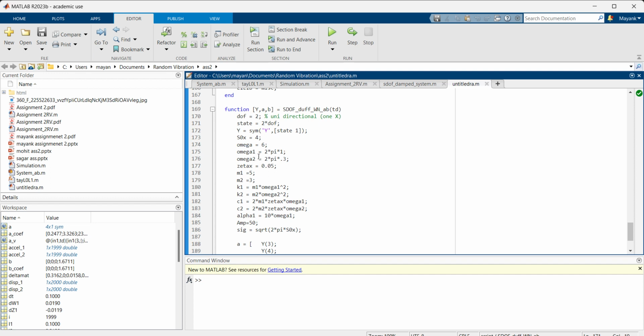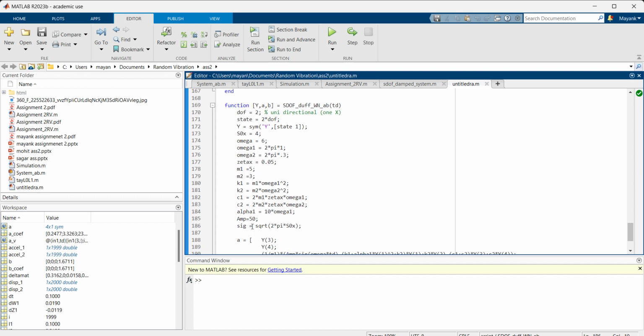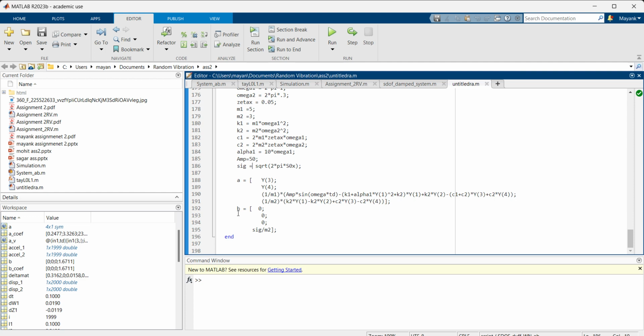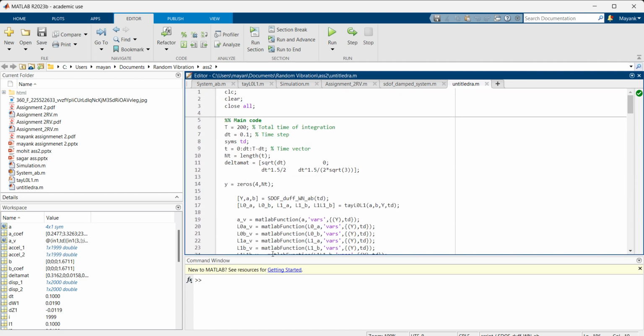Omega 1 is 2 pi times 1. Omega 2 is 2 pi times 0.3. Zeta x is 0.05. M1 is 5. M2 is 3. This is how I calculate K1, K2, C1, C2. Alpha 1 is equal to 10 times omega 1, and amplitude is 50. Sigma equals square root of 2 pi s theta x. This is how I calculate the A vector, and this is how I calculate the B vector.